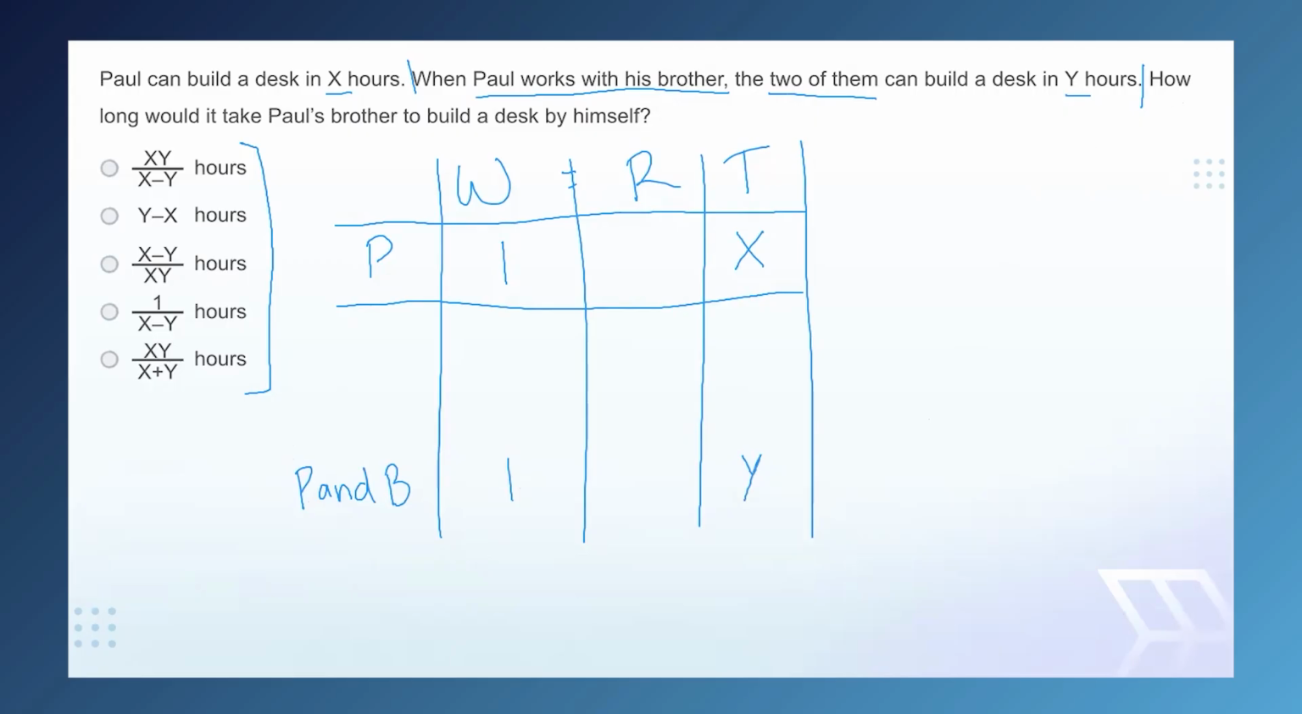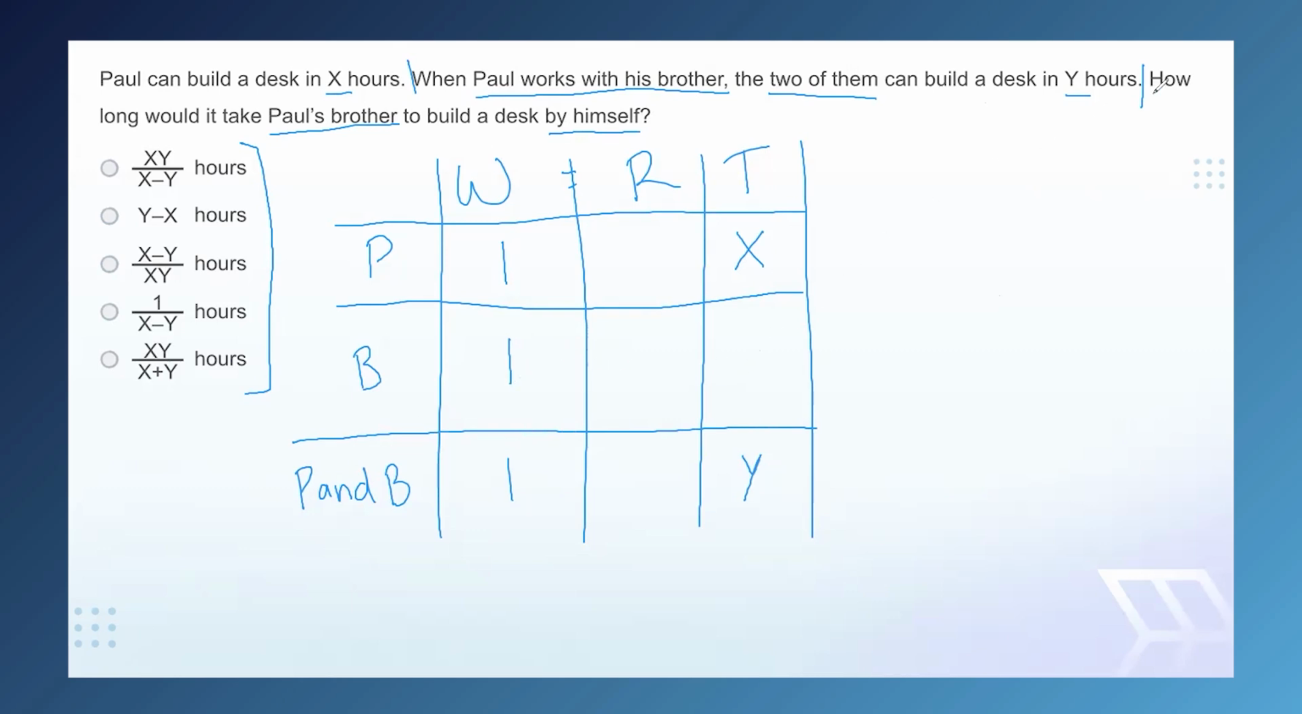Okay, last sentence. How long would it take Paul's brother to build a desk by himself? Okay, so as predicted, we are going to be creating another row for Paul's brother by himself. So we're going to put B here for brother. And we know that we want him to build one desk all by himself.